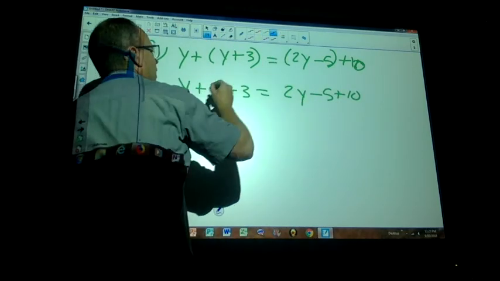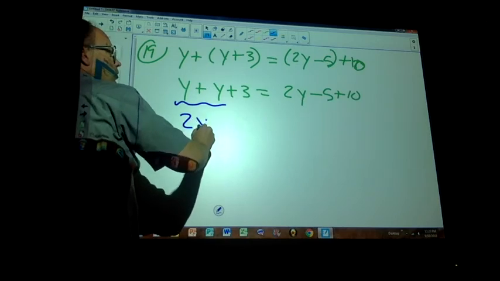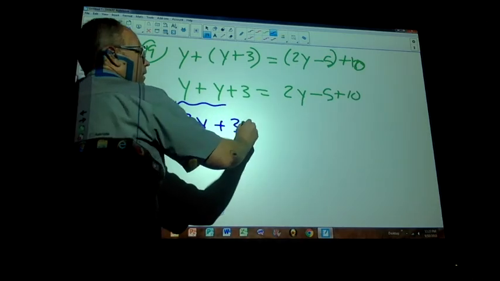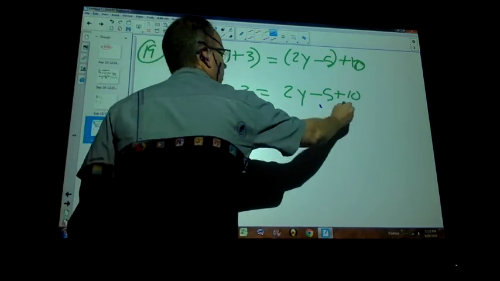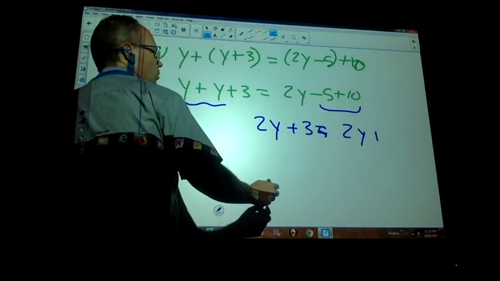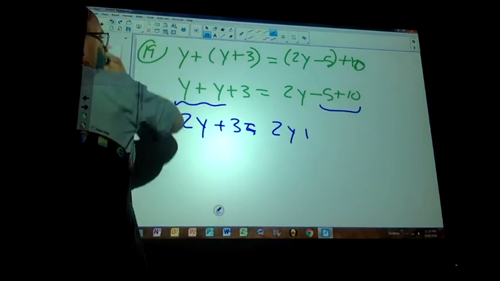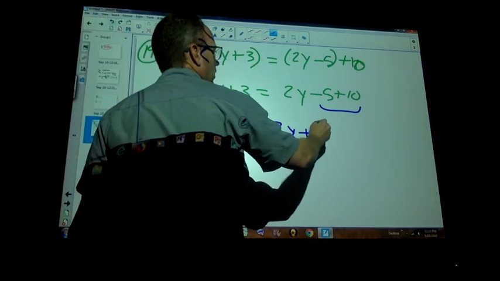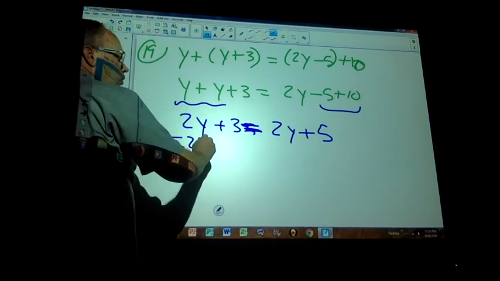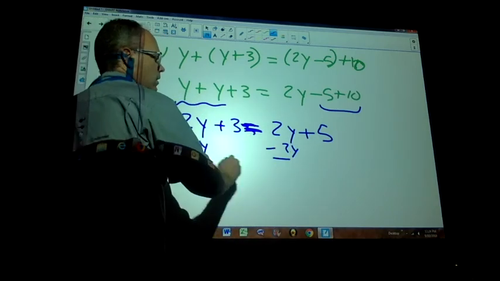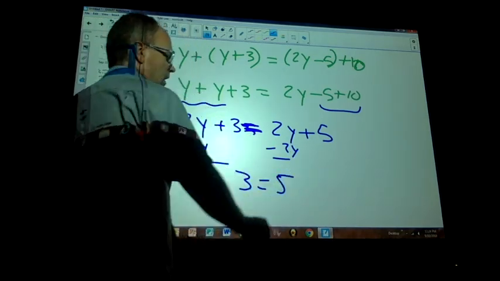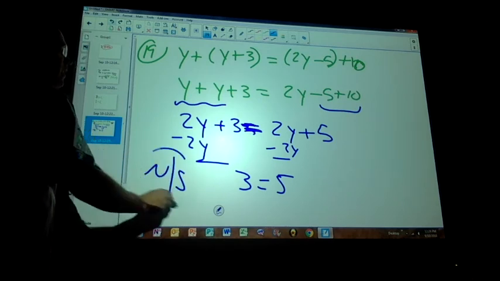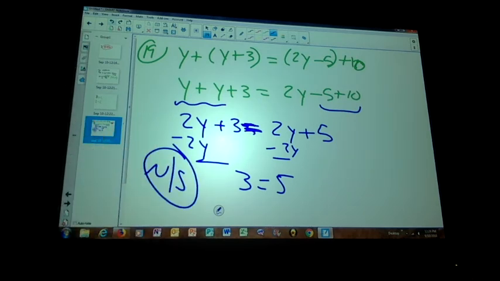And then I can start combining like terms. So I'm going to combine that and that. That's 2y, and then the plus 3 comes down. And then I get 2y, combine those, plus 5. That's an equal sign. 2y plus 5. So if I subtract 2y from both sides, I wind up with 3 equals 5. That's not the big mystery of life. That's no solution.